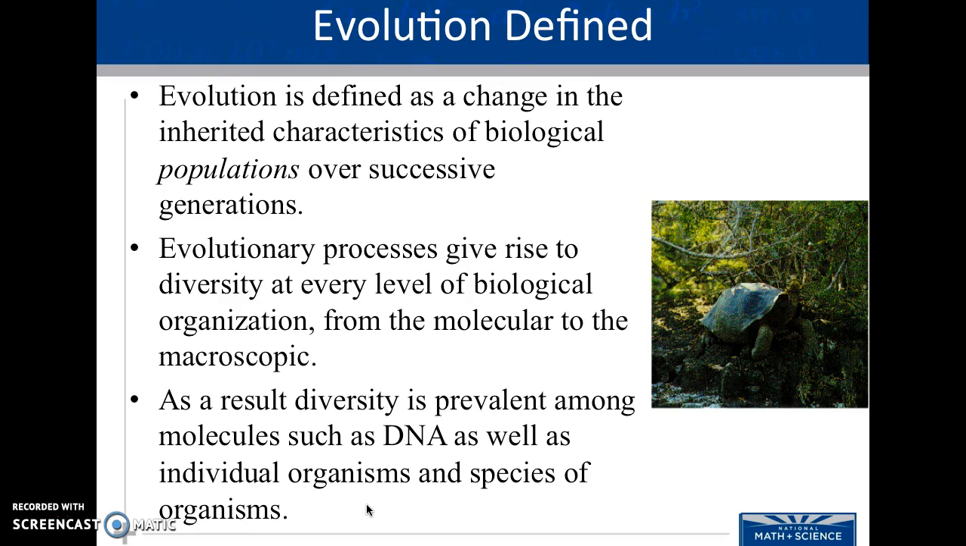How do we define evolution? Evolution is defined as a change in the inherited characteristics of biological populations over successive generations. Evolutionary processes give rise to diversity at every level of biological organization, from molecular to macroscopic. Basically, what we're trying to say is evolution is a change in what the genetic pool looks like. It is not me adapting to my new environment. It has to do strictly with how the genes look within the gene pool.